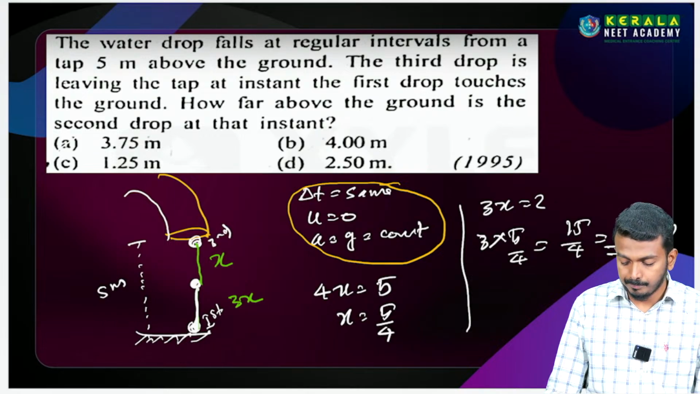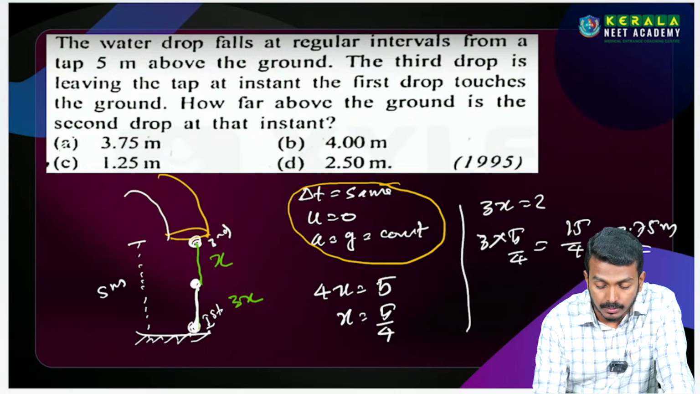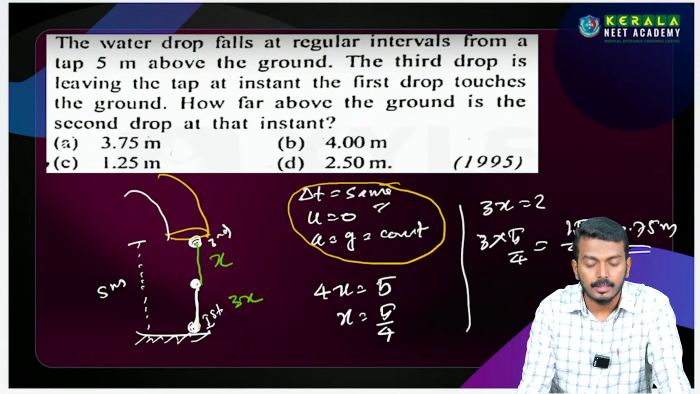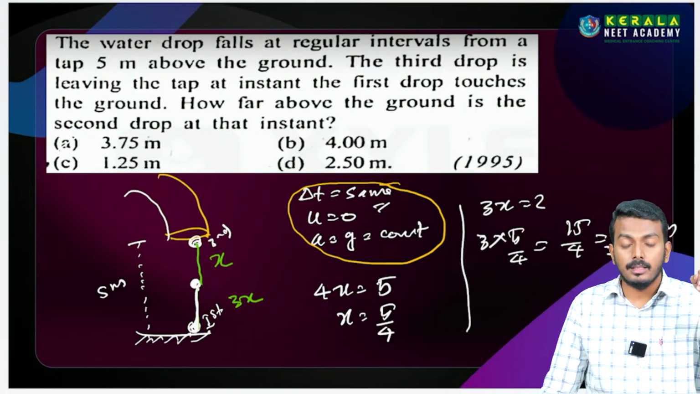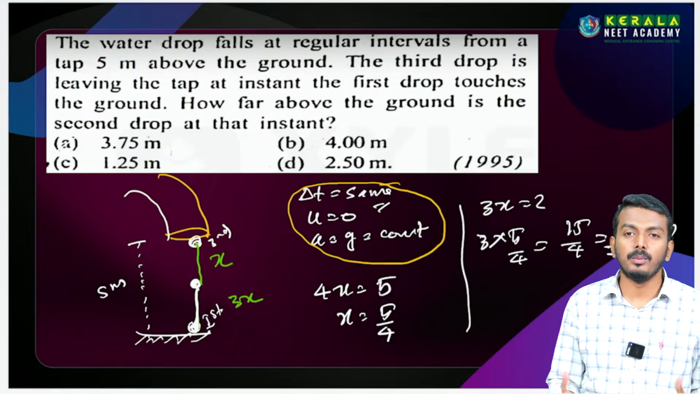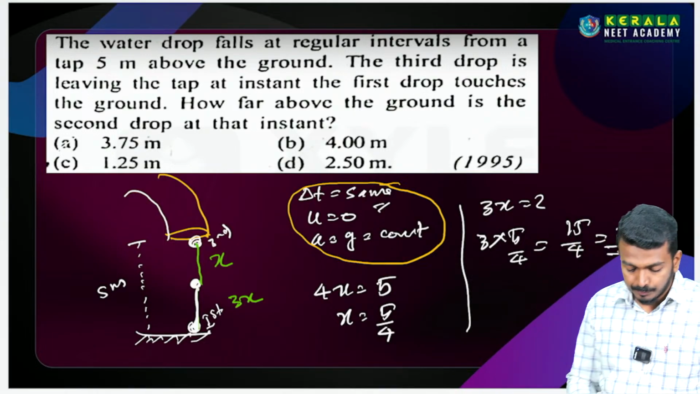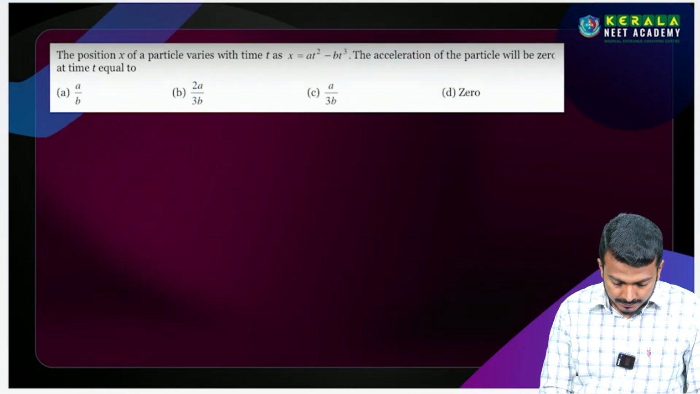Yes, next: the situations where you have to apply Galileo's law of odd number concept, you have to remember. It is very important. What is the condition? Delta t must be the same, initial velocity of the body must be 0, acceleration must be constant. And the time? The concept of Galileo's law of what? Odd number. Okay.